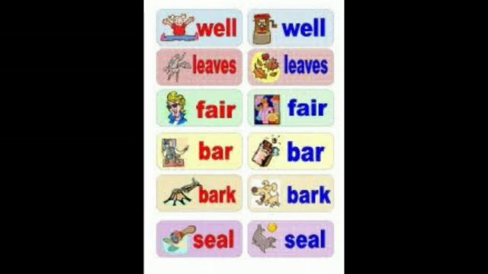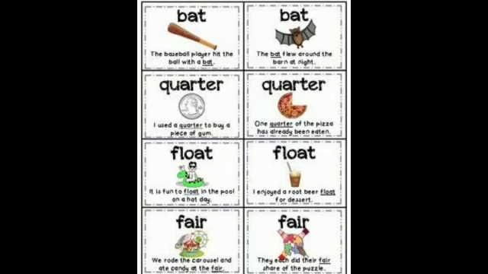Same way, fair, F-A-I-R, fair, bar, bark, seal. One seal is the seal that is used in the office and the other is an animal. So here the words are the same but the meaning is different. See here, bat, B-A-T, bat, one that is used to play and bat is an animal too. Then quarter, float, fair. Again the words are the same but the meanings are different.